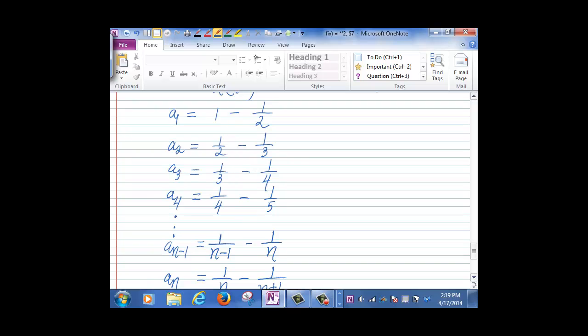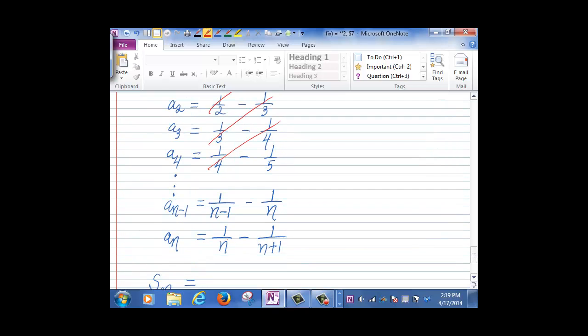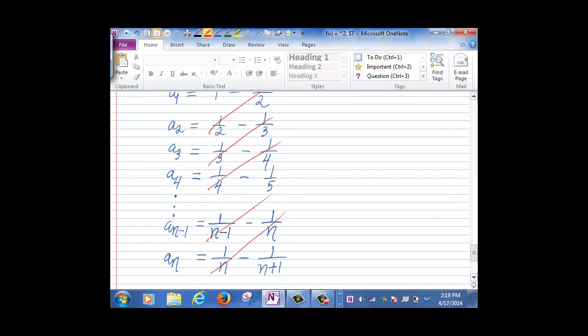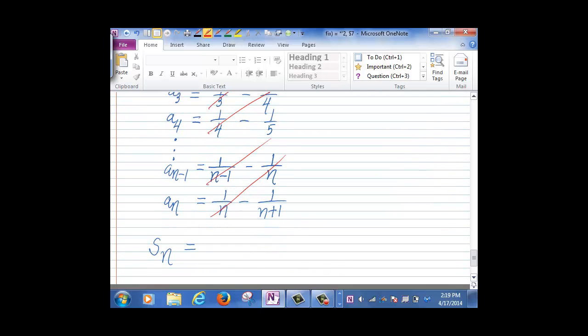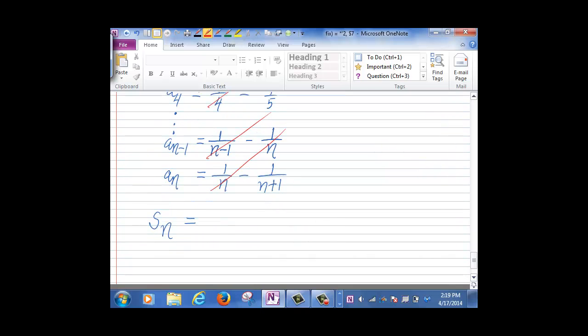Okay, so you are canceling a half and a half, canceling a third and a third. You're adding all of them, and then you're canceling, and you can see that all of them will cancel out up till this point. This one will be canceled out with something. So what is left when you add them is 1 and 1 over n plus 1. So Sn is in fact 1 minus 1 over n plus 1, right?